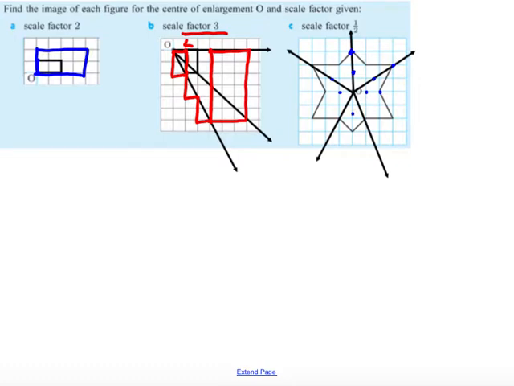And from there, I can get my new object. It'll be like that. So that would be with a scale factor of 1/2.